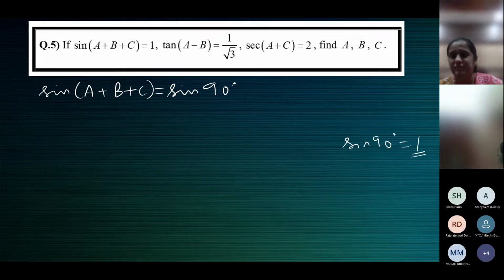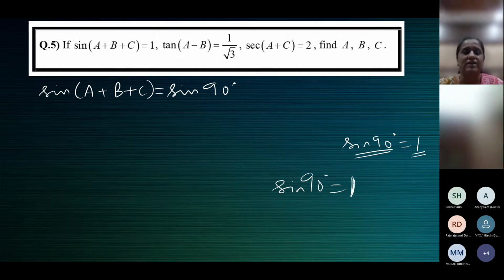So 1 can be replaced with sine 90 degrees, not just 90 degrees. 90 degrees is not 1. Sine of 90 degrees is 1. So you can replace 1 with sine 90 degrees. So instead of 1, I'm writing sine 90. Correct? Yes, ma'am. Now when you compare both the sides, what do you get?